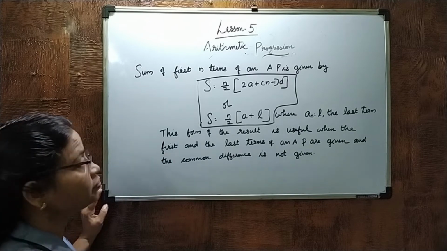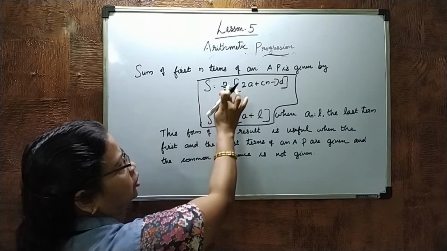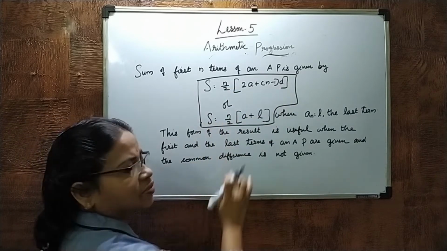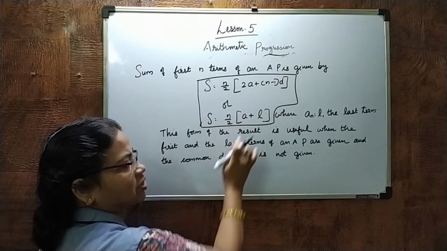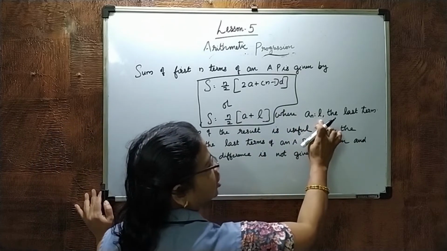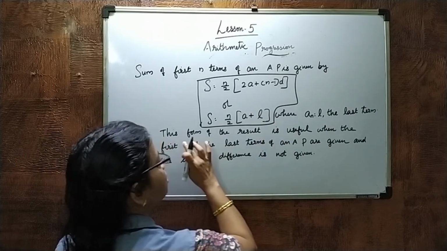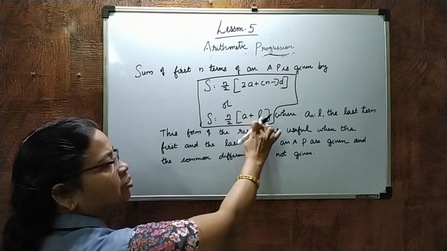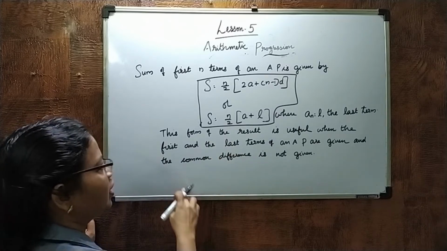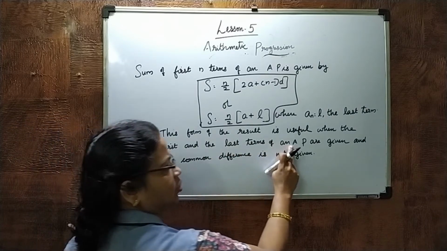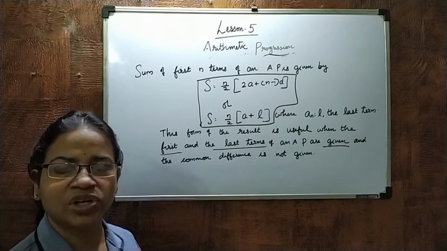So we can write the notes now. The sum of the first n terms of an AP is given by S is equal to n by 2 into 2a plus n minus 1 into d. Or S is equal to n by 2 into a plus l, where an is equal to l, the last term. a is the first term. This form of the result is useful when the first and the last terms of an AP are given and the common difference is not given.